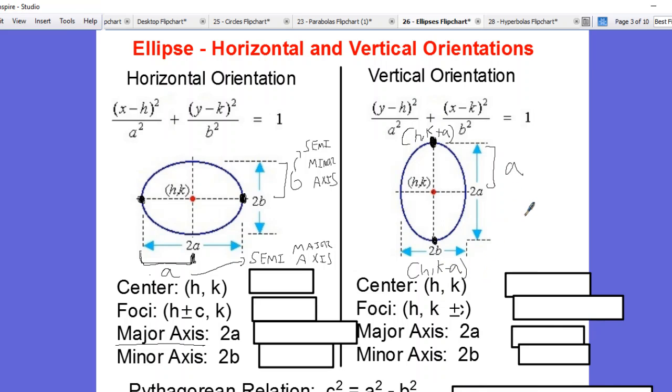Okay, so can we agree that h is the x coordinate of the center and k is the y coordinate of the center? This length is 2a, which means half this length is a and half this length is a. At these two points, the x coordinate stays the same, so the x coordinate stays as h. But the y coordinate for this point goes up by a, and for this point the y coordinate goes down by a. So this vertex is (h, k plus a) and this one is (h, k minus a).